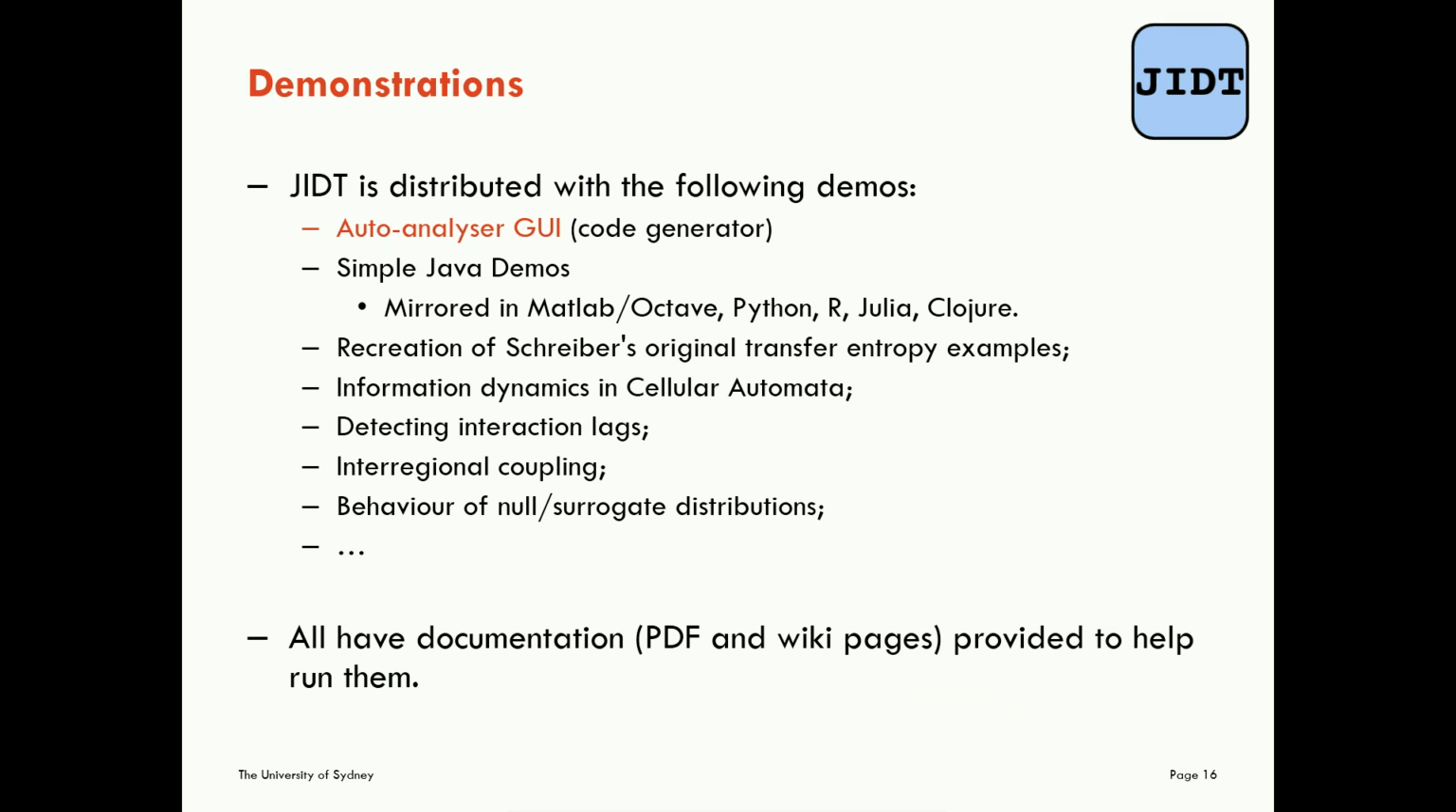There are a bunch of other demos incorporated there as well, including recreating Schreiber's original transfer entropy examples and investigating the information dynamics of cellular automata and so on. All of these demos have documentation with a PDF packaged in the demo folder and wiki pages for them, and they're provided to help you run them there and show you some interesting things to do with those demos as well. In our next short video, we're going to go into some detail on running the Auto Analyzer GUI, which as I say is the most important demo to help you get started.